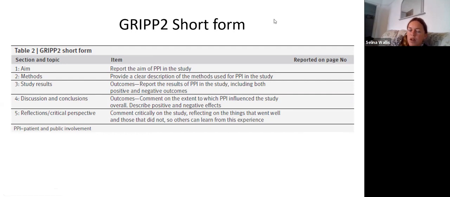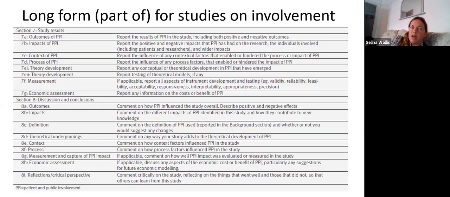So it's important to be honest and talk about things that happened. And then at the end, there's this critical reflection on what went well and what didn't, so that other people can learn from your experiences and plan their own involvement differently. This is an example of the long form. The long form is quite long, and so they obviously report a lot more detail about how public involvement was done and what was done.